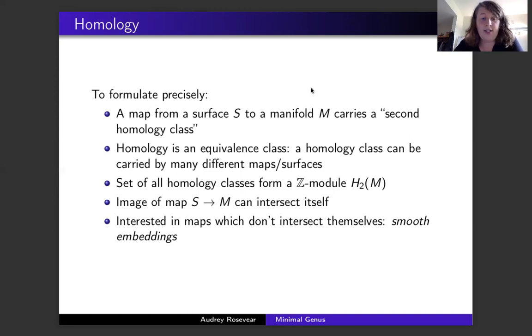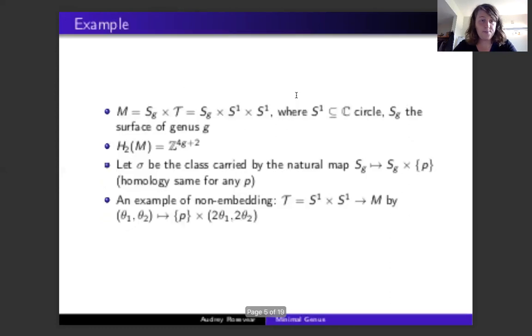We're going to be interested in those maps which don't intersect themselves and which are differentiable. So these are smooth embeddings. And these define a two-dimensional submanifold of your larger four-dimensional manifold. So what we're really doing is looking at the structure of possible two-dimensional submanifolds in your four-dimensional manifold.